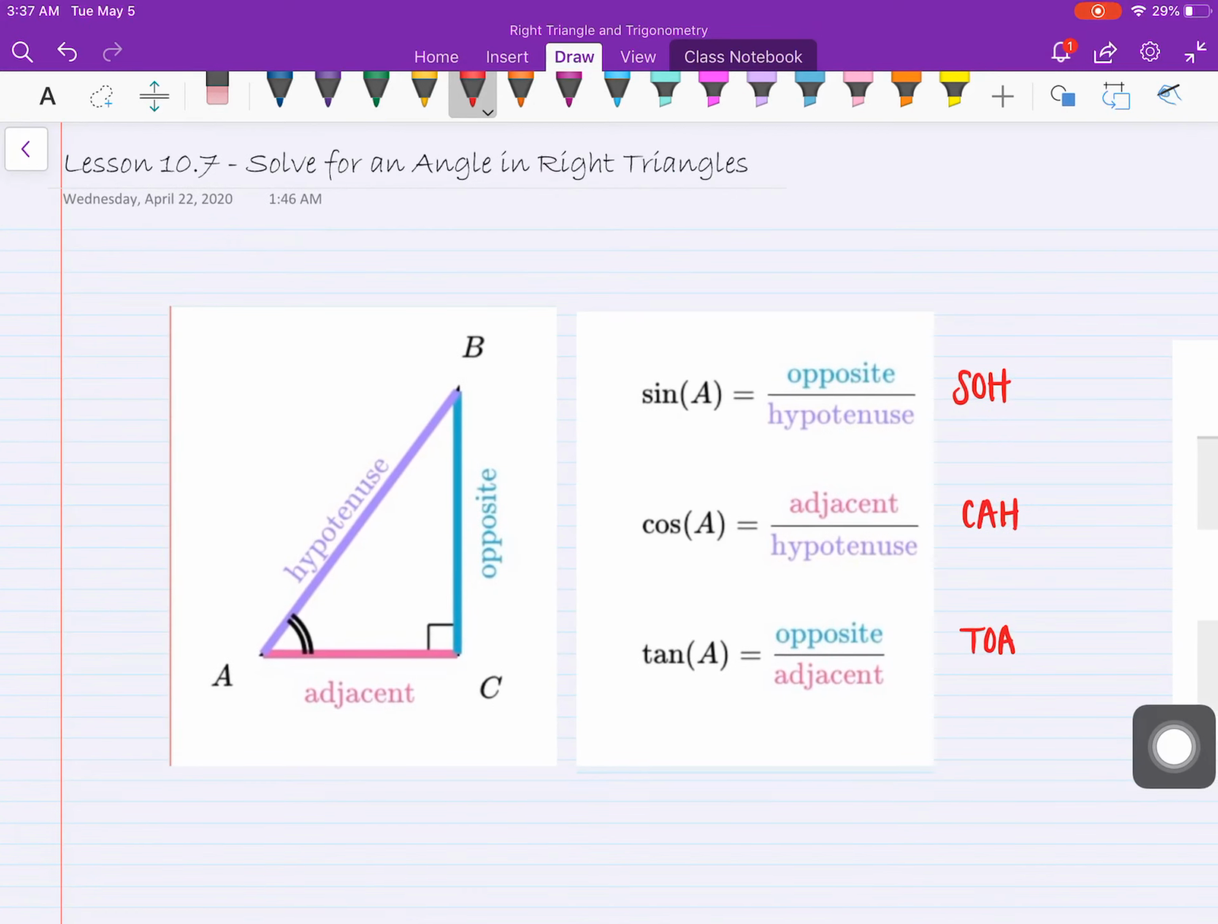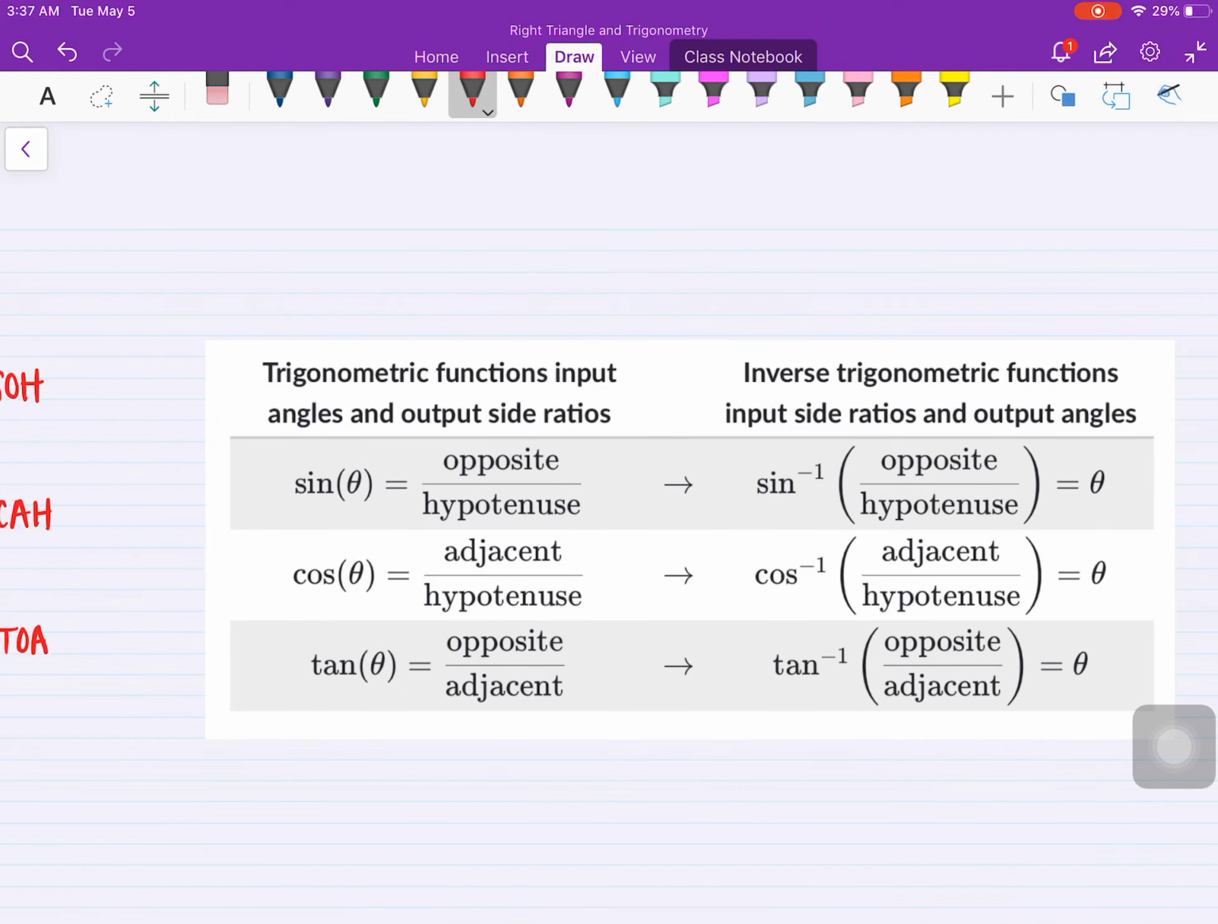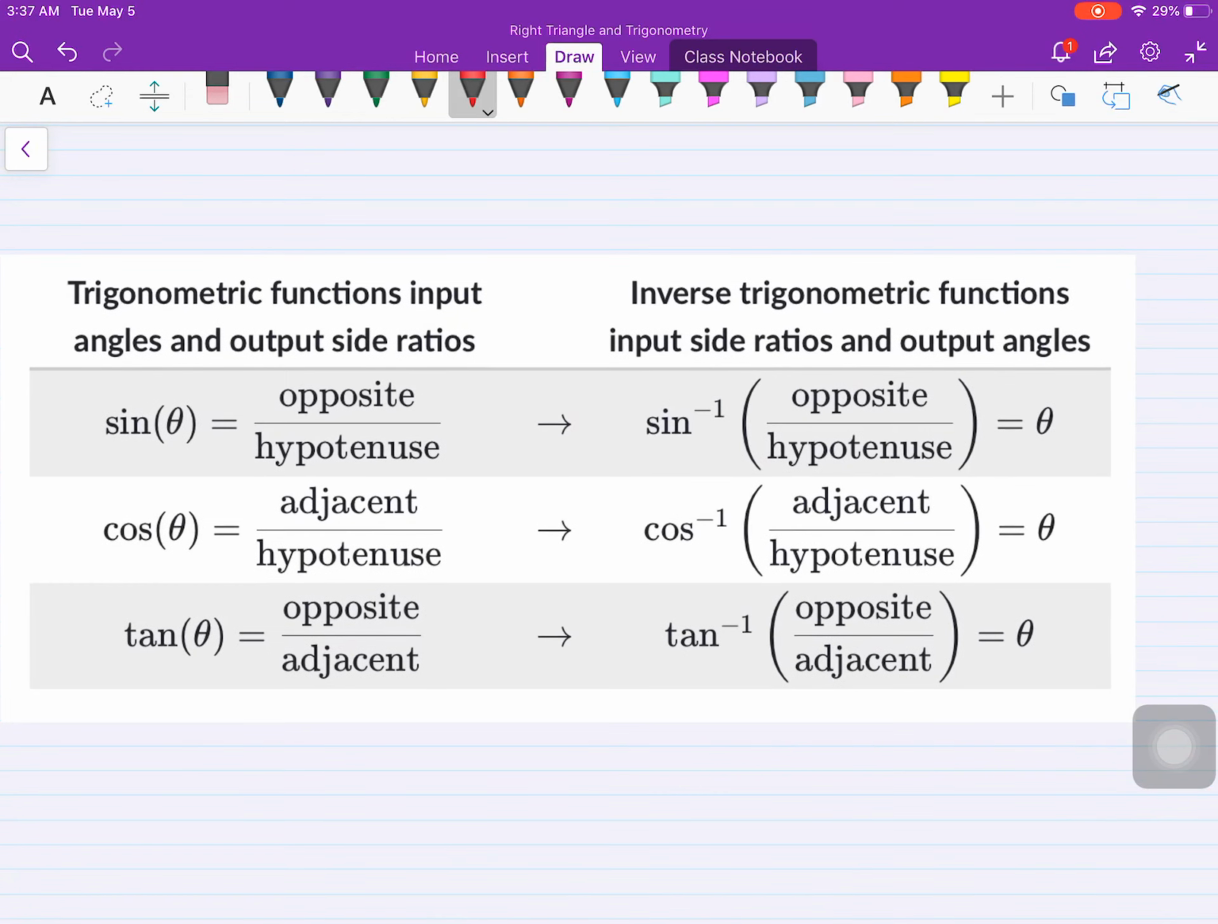Now, this leads us to introduce the opposites of our trig functions, which are our inverse trig functions. The purpose of these is to find the angles. The trig functions that we learned before are more specifically used to find sides of a right triangle. The inverse functions are to find the angles. So in today's lesson, we're finding the angles, and the only thing different is that we're using inverse sine, inverse cosine, and inverse tangent.